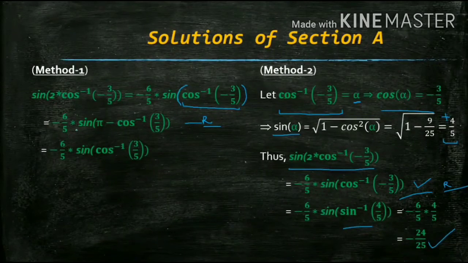Now it would become sine of pi minus cos inverse 3 by 5. Correct? Now you know that sine of 180 minus theta is nothing but sine theta. So it would be sine of cos inverse 3 by 5.